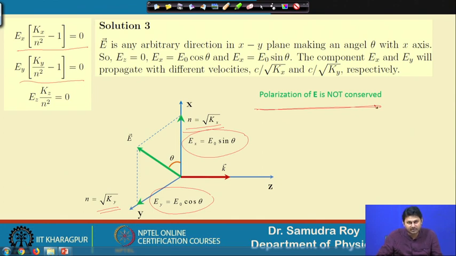In the previous case it was conserved, because when I launch the electric field only along x direction, it experiences only one refractive index, root over kx. Another condition was, if I launch the electric field along y direction, it experiences only one refractive index, root over ky. But here, the two components of the electric field experience the refractive indices root over kx and root over ky. That means the two components experience different refractive indices. What is the consequence of that?